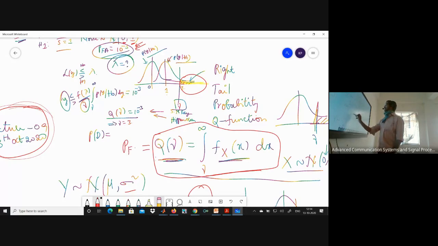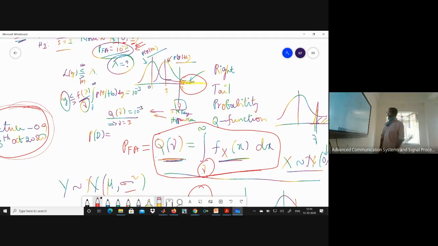So the area under this curve from gamma to infinity will give you the probability of false alarm, 10 to the power of minus 3. Now what value of gamma should I take so that my probability of false alarm, which is nothing but the Q function, goes to 10 to the power of minus 3, so that you can assess it from the Q function tables, Q distributions. I hope you are following what I am saying.